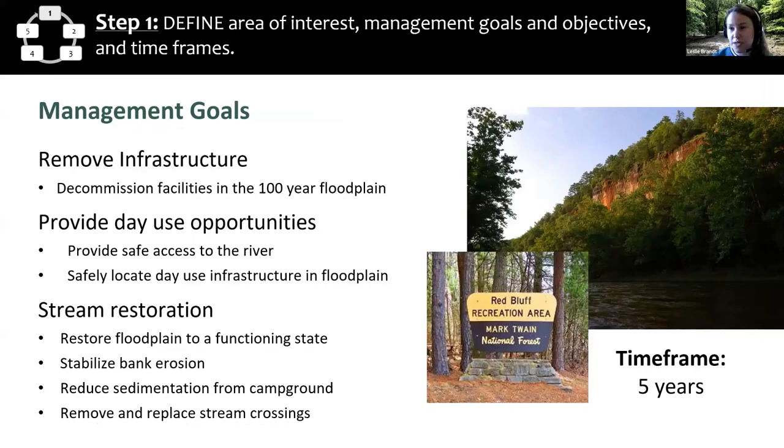First, they have been experiencing a lot of flooding and damage in the last several decades. It's in a 100-year floodplain, and so their goal was to decommission facilities in the 100-year floodplain and convert those facilities to day-use areas. And the goal there was to provide safe access to the river there and safely locate day-use infrastructure in the floodplain so that it can be used during times when it is not flooded. They also have some goals around stream restoration. So they wanted to restore their floodplain to a functioning state, stabilize their bank erosion, reduce sedimentation, and then remove and replace stream crossings.